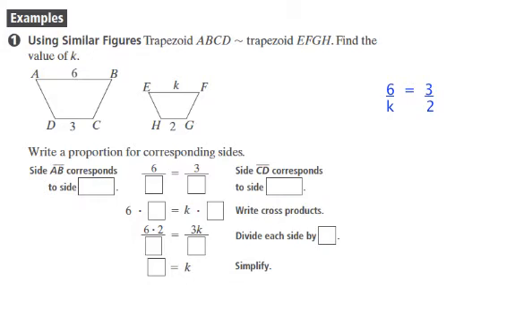Now we're going to cross multiply. So 2 times 6 equals 3 times K. 2 times 6 is 12. 3 times K is 3K. Now we try to get K by itself, so we divide both sides by 3. So 12 divided by 3 is 4, and 3K divided by 3 is K. So K equals 4. So the missing side, the missing measure, is 4. Pause the video if you need more time to copy down these notes.